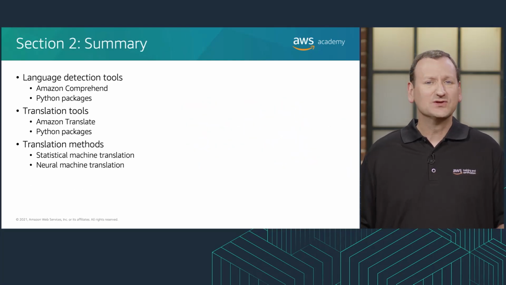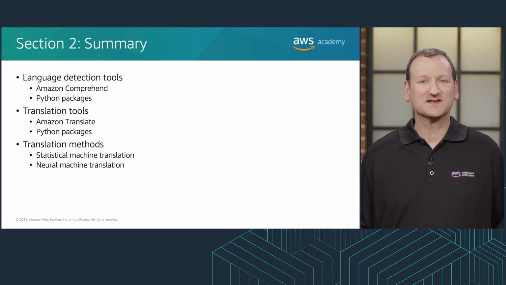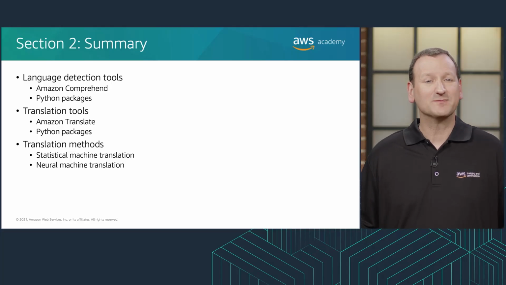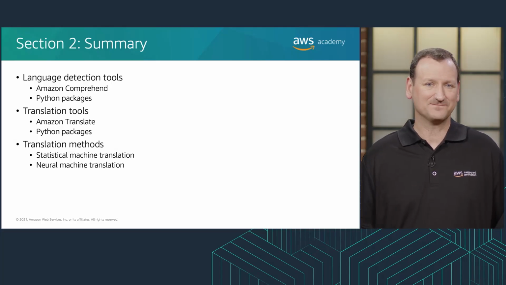In this section, you looked at tools for detecting and translating language. You also learned about two different methods for translating text: statistical machine translation and neural machine translation.